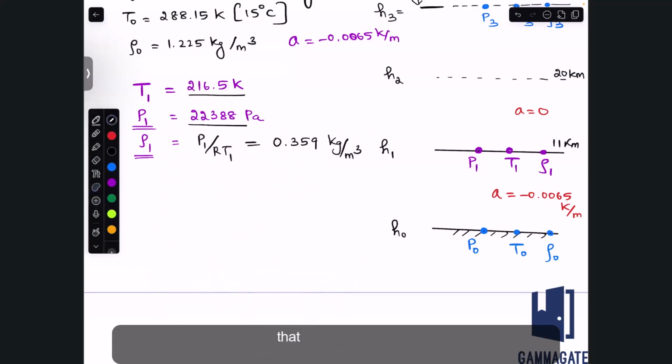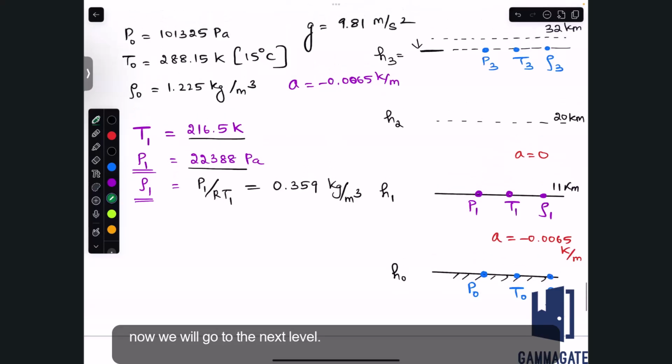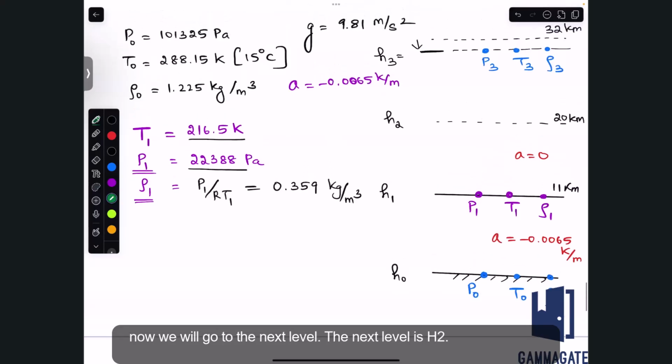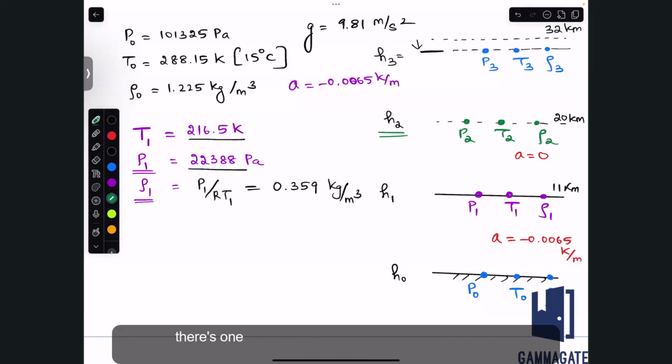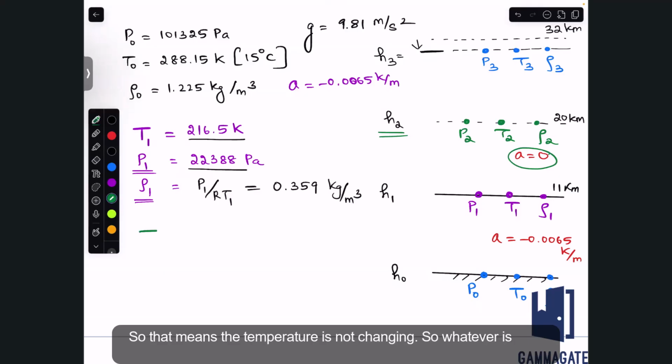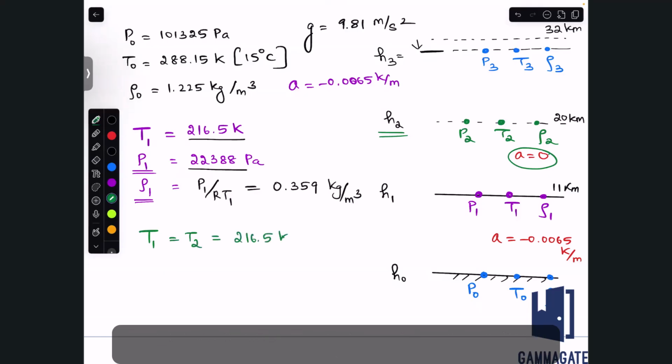All right. So now that you've got this, we will go to the next level. The next level is H2. So now we will have to calculate what is P2, what is my T2, and what is my rho 2. Now there's one interesting thing. Here the lapse rate is 0. So that means the temperature is not changing. So whatever is your T1 will be your T2. So T2 is also 216.5 Kelvin.